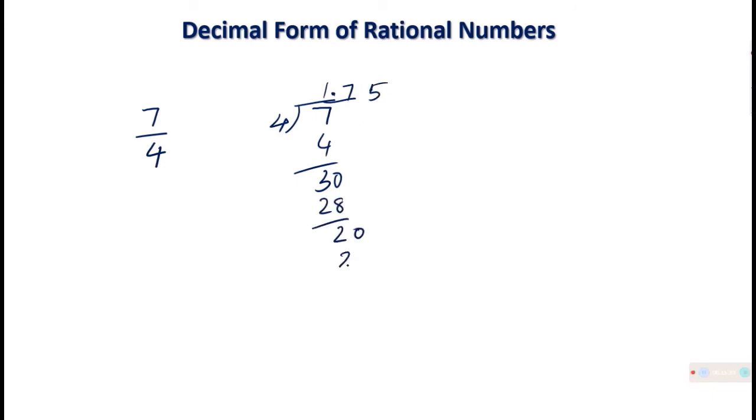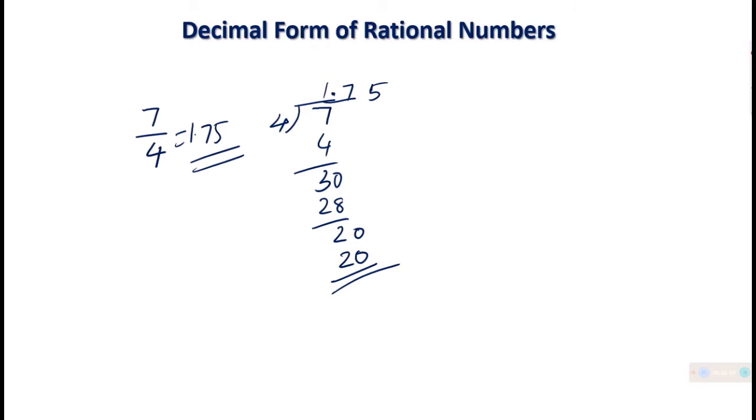For example, if there is a rational number like 7 upon 4, it is just like 7 divided by 4. When we divide, 1 4 is 4, 3, 30, 7 4s are 28, 2, 20, 5 4s are 20, and our answer is 1.75.